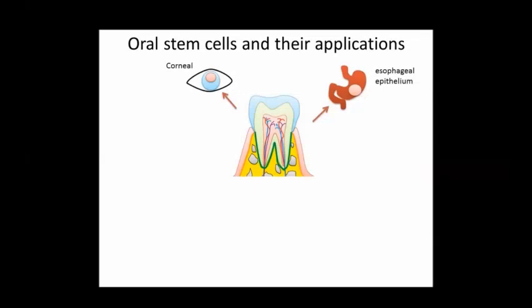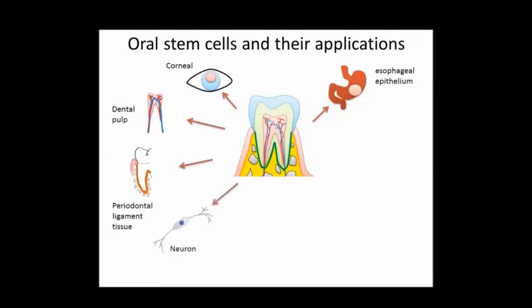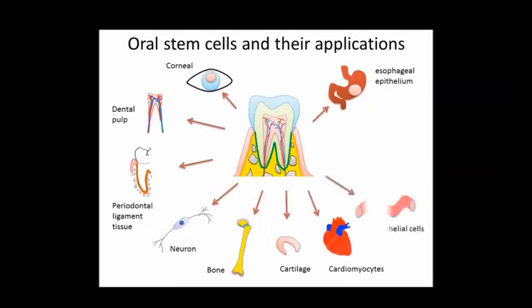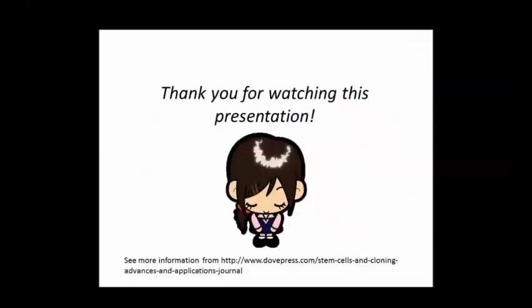They have the capacity to give rise to cells that can help the regeneration of dental pulp, periodontal ligament tissue, neuron, bone, cartilage, muscle, blood vessel, liver, pancreas, and so on. Therefore, they have excellent regenerative ability.